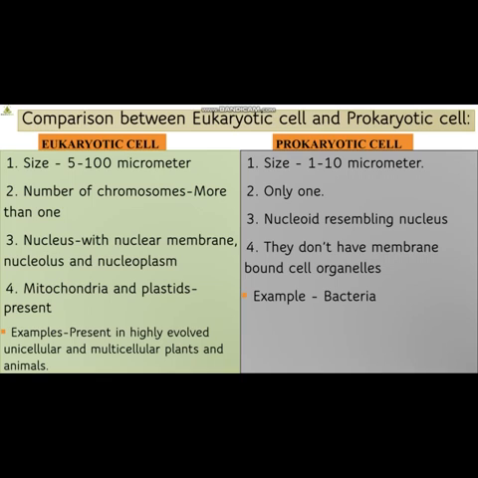Let us see examples for eukaryotic cell. They are present in highly evolved unicellular and multicellular plants and animals. See, multicellular plants and animals are eukaryotic cells only. But the higher or evolved forms of unicellular organisms can also have all these features of eukaryotic cells. Coming to prokaryotic cell, a very good example is bacteria. Bacteria are prokaryotic in nature.